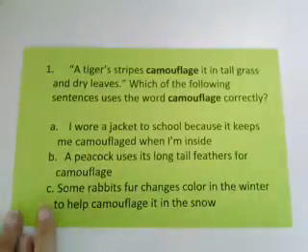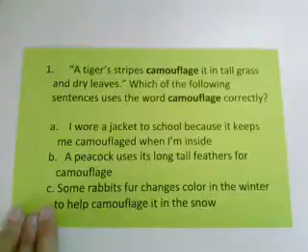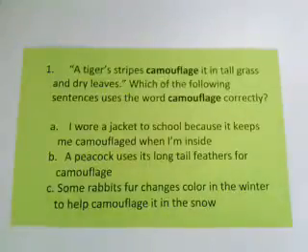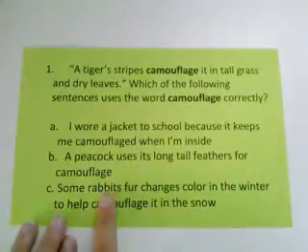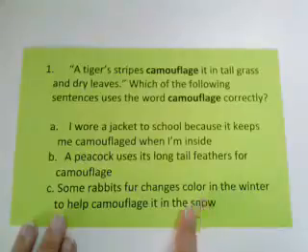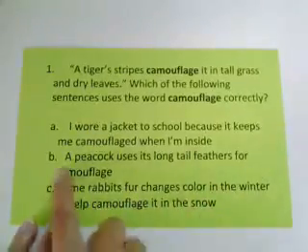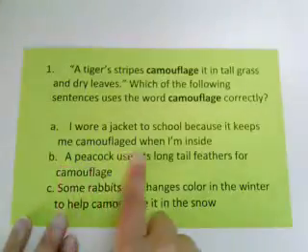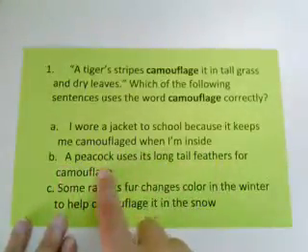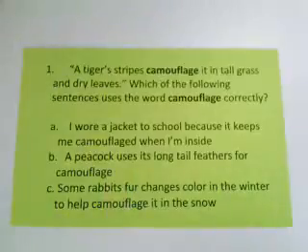If you said C, you are correct. Okay, when we talk about camouflage, we are talking about blending in with something. So the rabbit changes their fur to be white, so they blend in with the snow. B didn't work because it says a peacock uses its long tail feathers for camouflage, but it didn't say what it was trying to blend into. And A didn't make sense. I wore a jacket to school because it keeps me camouflaged when I'm inside. Again, not trying to blend in with something when you are in school.